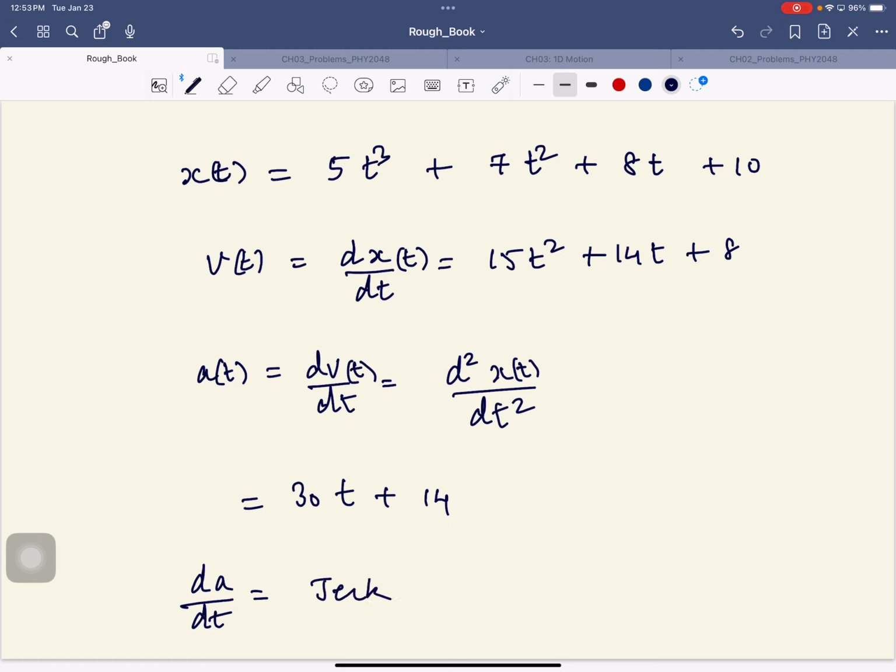So when you're interested in the rate of change of acceleration, you're dealing with rockets and stuff like that. All right, so that's the punchline.